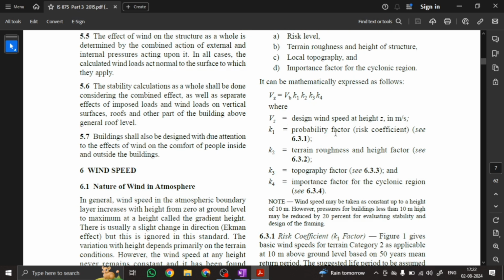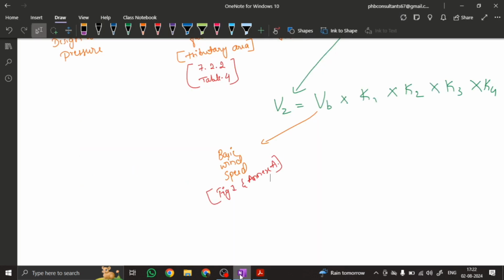See here, K1 means probability factor, or we can say risk coefficient. Okay.